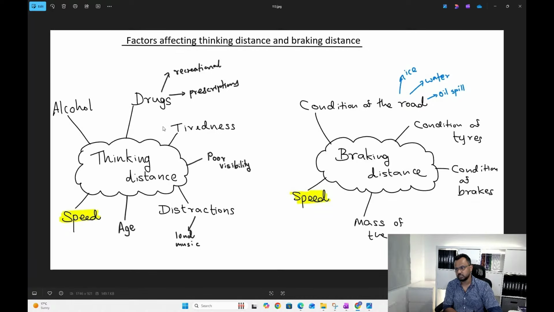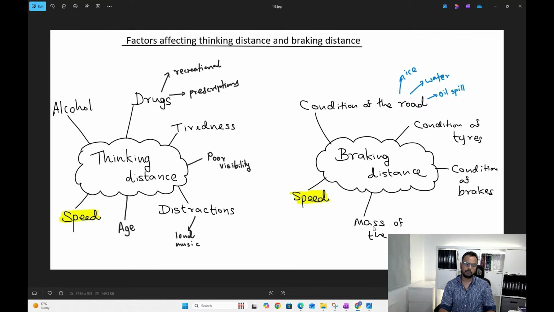What about the braking distance? Now, the braking distance is all about the car and outside conditions. So after I press the brake pedal, the rest I cannot really control as the driver. Condition of the road: ice, water, oil spills, things like that. Condition of the tires, condition of the brake pads. If they're worn out, it's going to take longer.